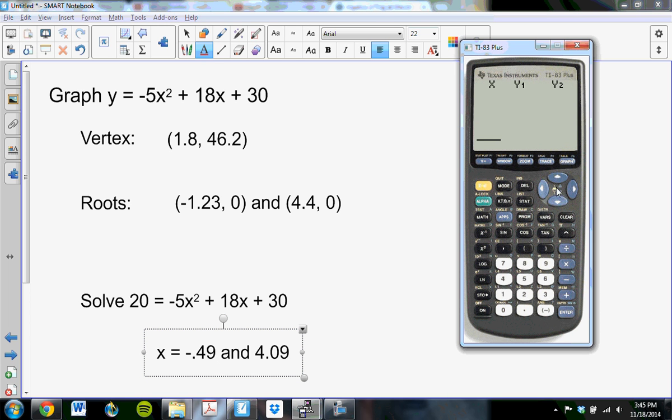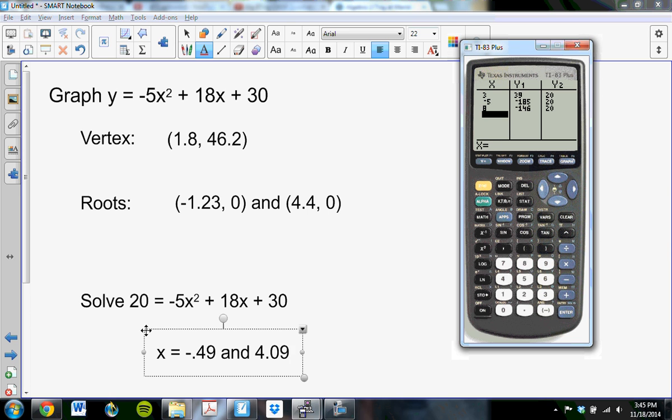Remember, you can always look at your table to find values. Right now this is showing me the y2 values over here. If you want to change this to where you can input things on your own, do second window, and that will give you your table setup. You want the independent variable to say ask, keep the dependent on auto. Now when I go back to my table, I can type stuff in.